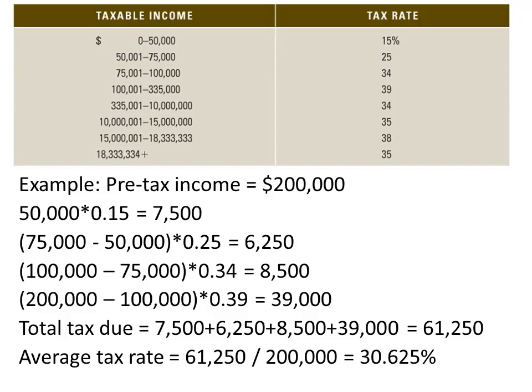In order to figure our average tax rate, we would simply take that number and divide it by the pre-tax income. That would give us an average tax rate of 30.625%. Is that the same as the marginal tax rate? Absolutely not. Remember that we defined marginal tax rate as the tax rate on the very next dollar earned. Since we left off somewhere in the middle of the 39% tax bracket, we can expect to pay 39% on the very next dollar earned. By definition, that's our marginal tax rate, 39%.